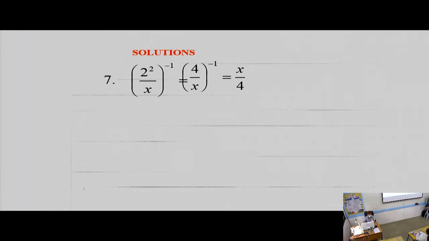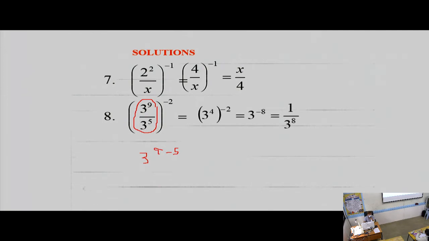Next, number 8. We have 3 to the power of 9 over 3 to the power of 5. What is 3 to the power of 9 over 3 to the power of 5? That is 3 to the power of 9 minus 5, right? Exponent rule number 2, dividing exponential numbers with the same base, you're going to subtract the exponents. That's why we will have here 3 to the power of 4 to the power of negative 2. And 4 times negative 2 is negative 8. And if you have a negative exponent, you are just going to get the reciprocal of the base and make the exponent positive.